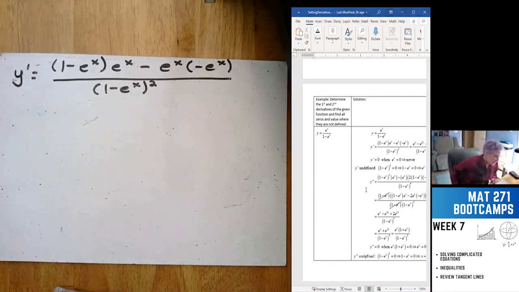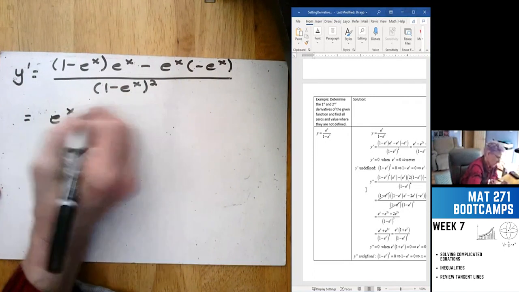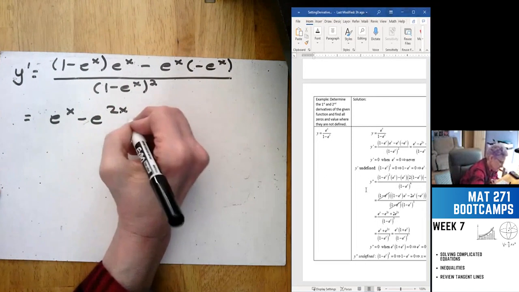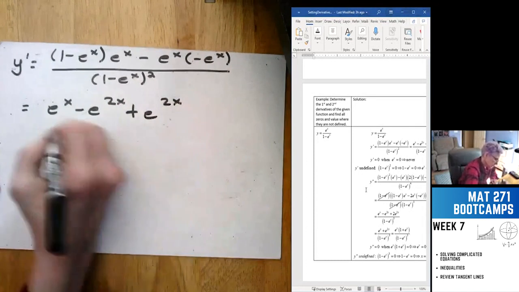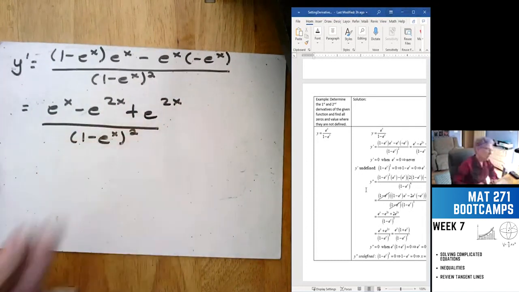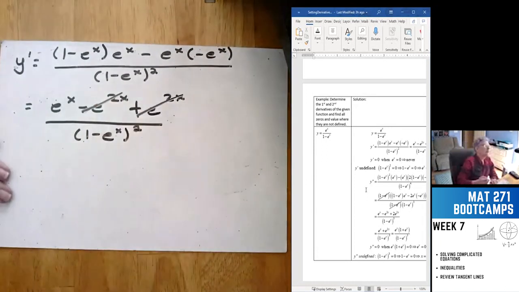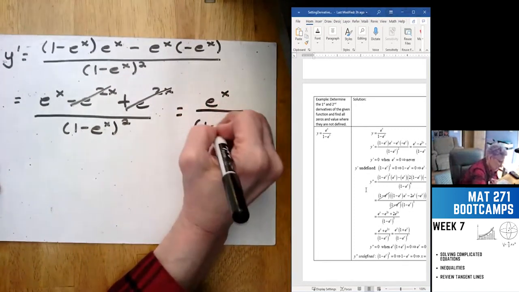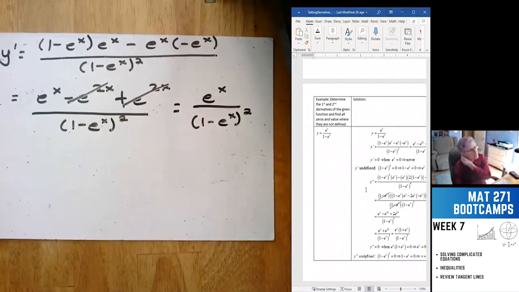So let's distribute. E to the x times 1. E to the x times e to the x is e to the 2x. Minus minus is plus, e to the 2x over 1 minus e to the x squared. Oh, that simplifies. So I just have e to the x sitting on top of 1 minus e to the x squared.